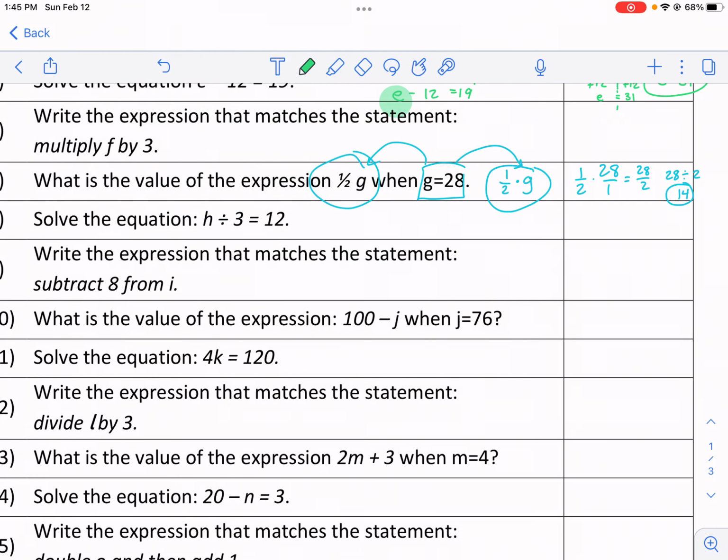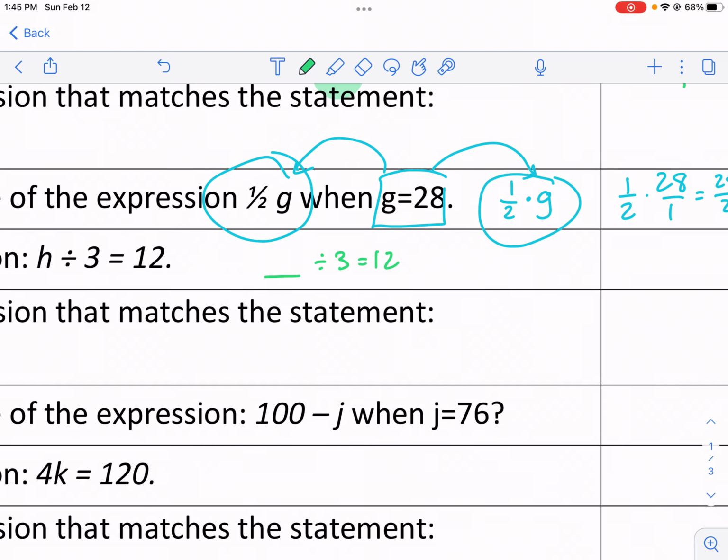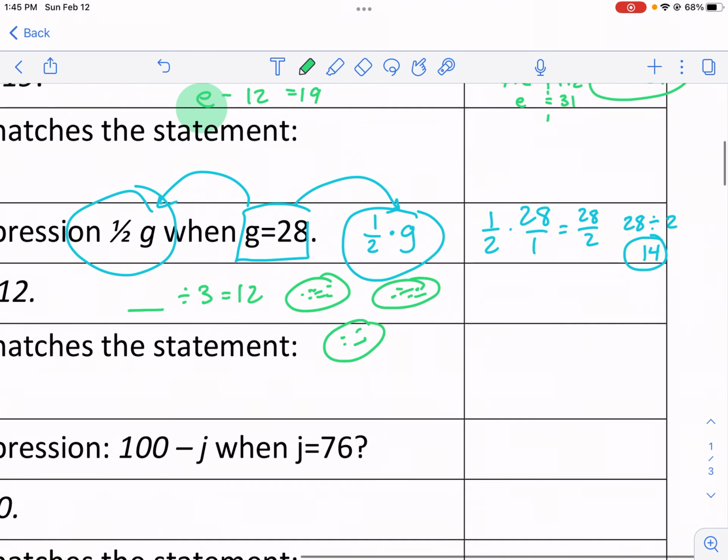This is going to be kind of advanced how I talk about it. So we have h divided by 3 equals 12. Something, okay, we could leave this a blank or a question mark, divided by 3, equals 12. It's got to be a number bigger than 12, right? So if we divide by 3, we're splitting it into 3 equal groups. So it's got to be bigger than 12. You could make 3 groups here, and you could put 12 in each group, and you could count them all up. That'd be one way to do this problem. That takes a long time.